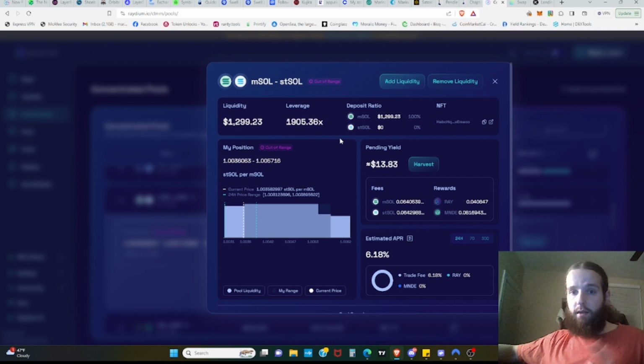Now I can leave it in. If the price moves back into that range, then I'll get out what I put in. But again, this is a risk that you take. Now with these assets, since they're correlated, it's not really a risk. I'm not losing anything because MSOL is worth more than STSOL. So it works out. But it wouldn't always be the case depending on what assets you're providing liquidity with.